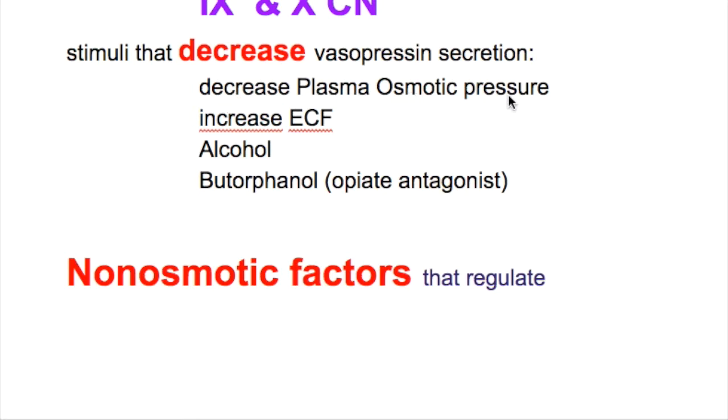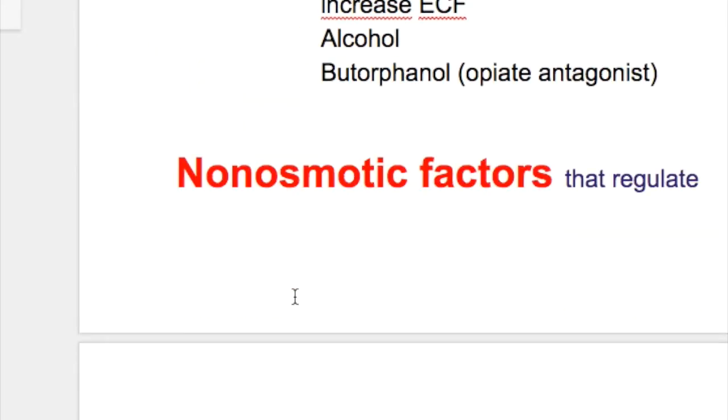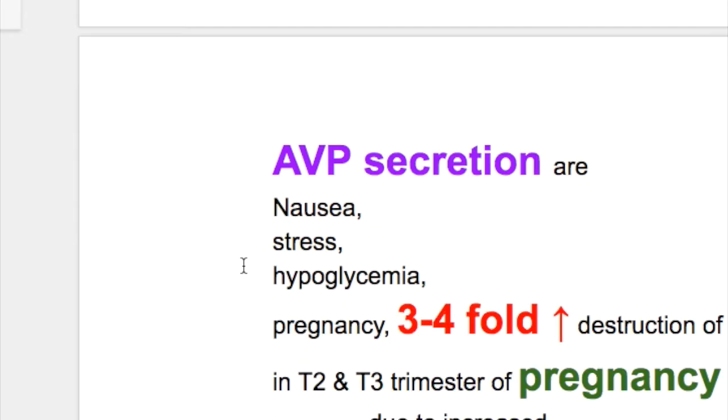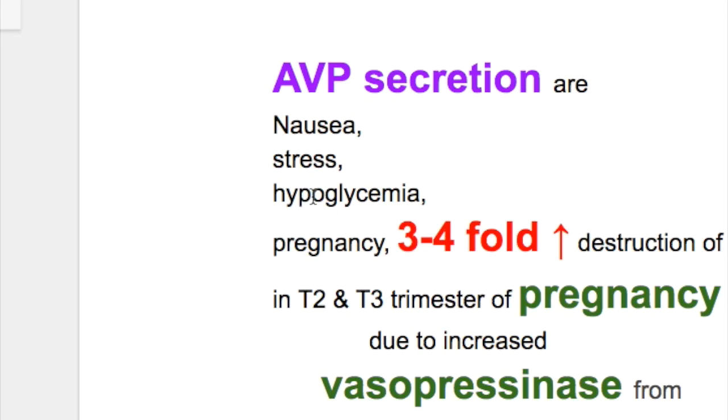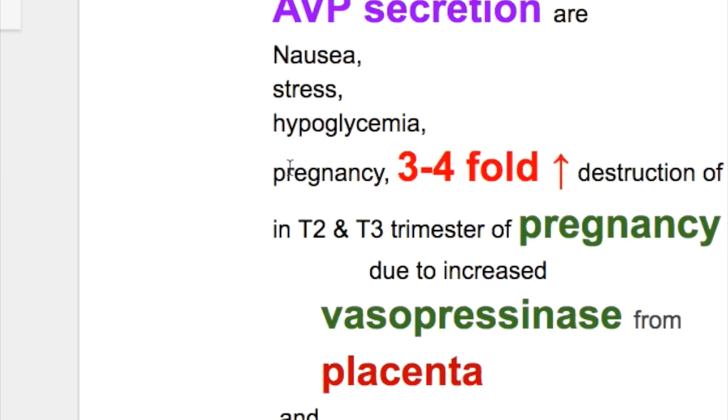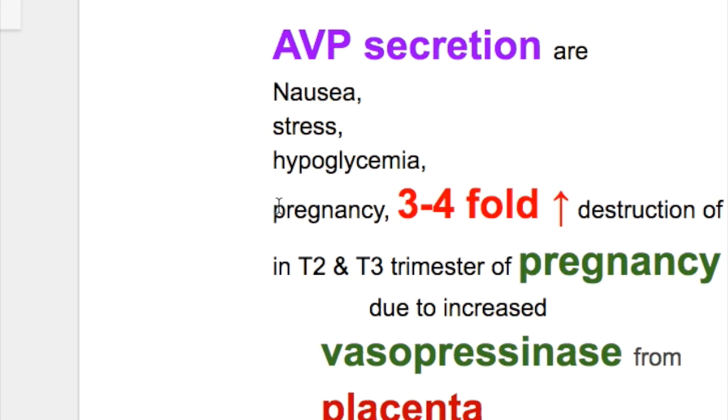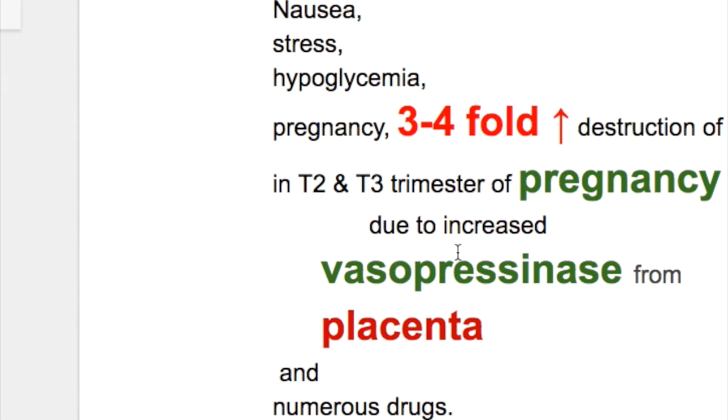Stimuli that decrease vasopressin secretion are decreased plasma osmotic pressure, increased extracellular fluid volume, alcohol, and butorphanol, which is an opiate antagonist. What are the non-osmotic factors that regulate ADH secretion? They are nausea, stress, hypoglycemia, and pregnancy. In pregnancy, there is a 3 to 4 fold increased destruction of ADH in the second and third trimesters. And why? It is due to the increased production of vasopressinase from the placenta.